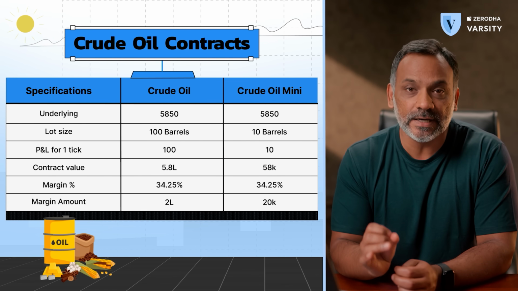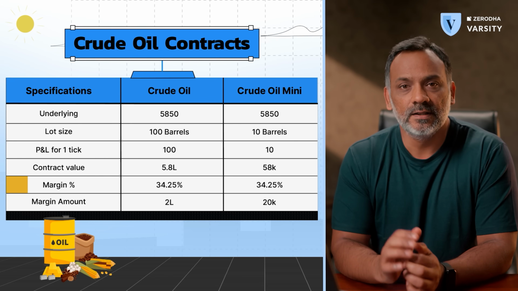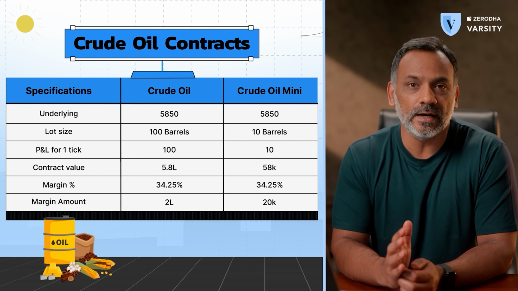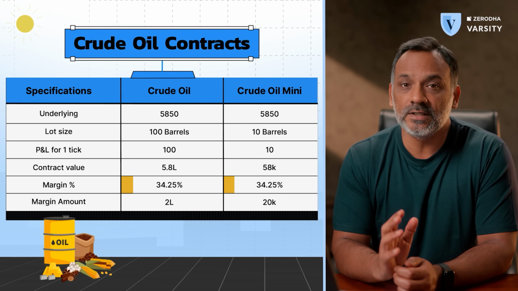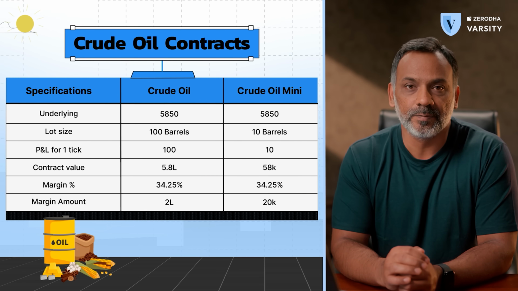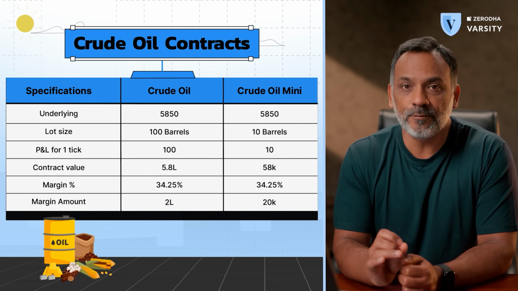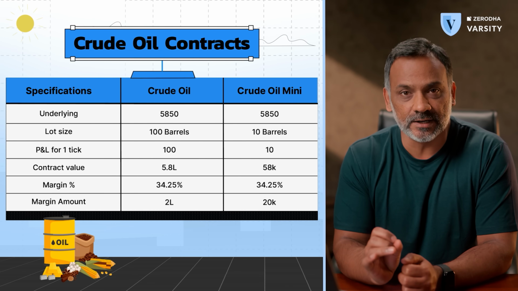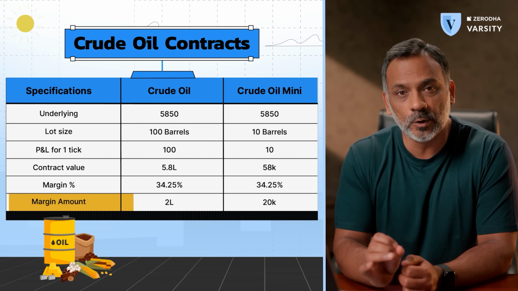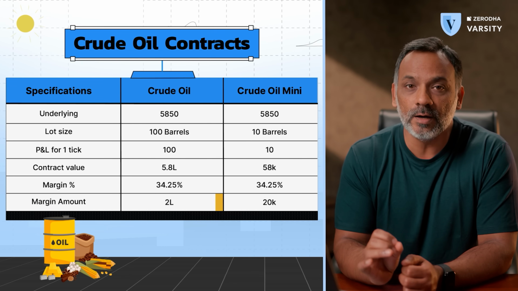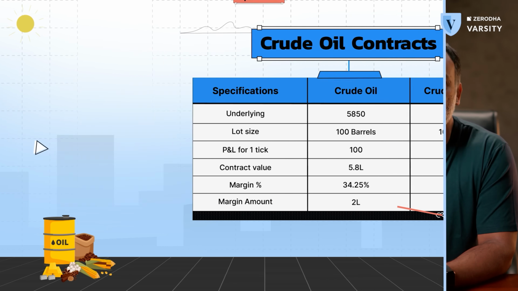Of course, this is keeping today's price in perspective. The margins are the same for both crude oil and crude oil mini, which is about 34.25%. Of course, this can also change from time to time. At 34.25% margin requirement, the margin amount for crude oil is 2 lakhs and for crude oil mini is 20,000 rupees.